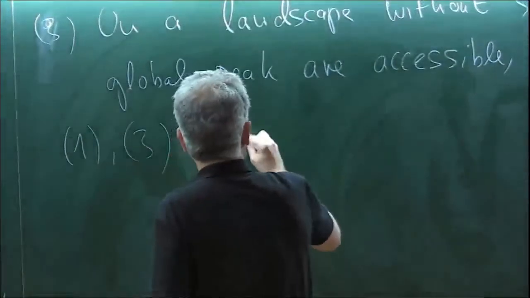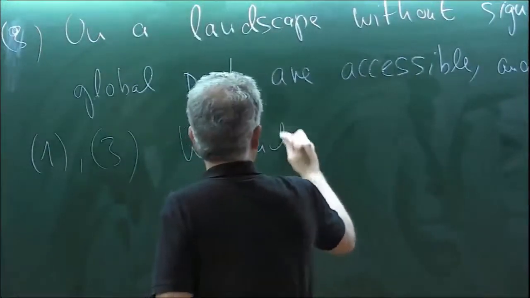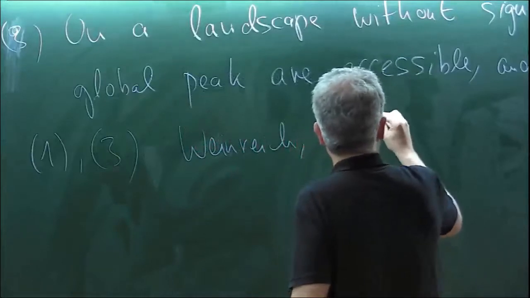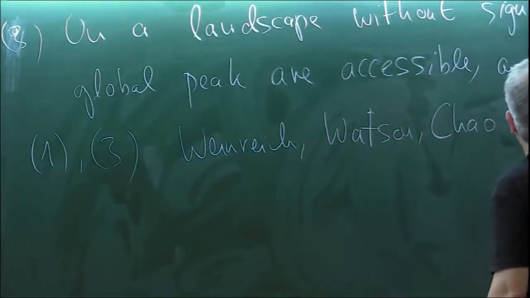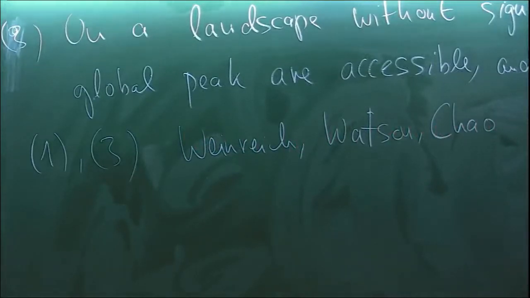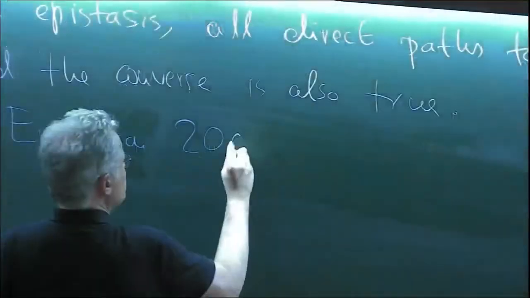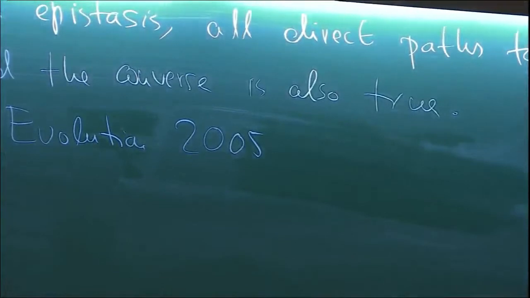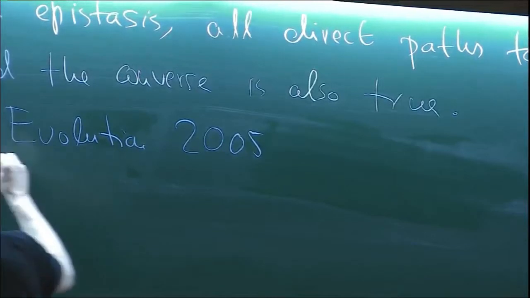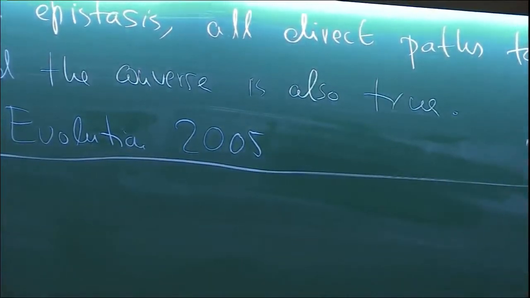by Weinreich, Watson, and Chao, in Evolution 2005, which is the paper where these concepts were introduced for the first time. This is a very nice paper, and if you're interested, I would recommend having a look at it. And you can find a lot of this information also in the articles that I posted on the course website.